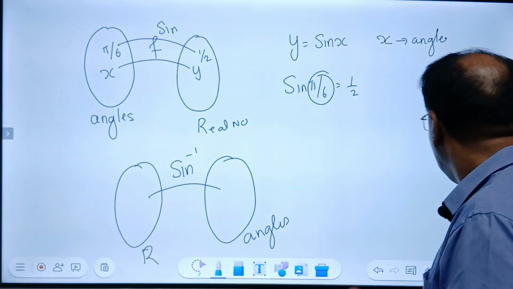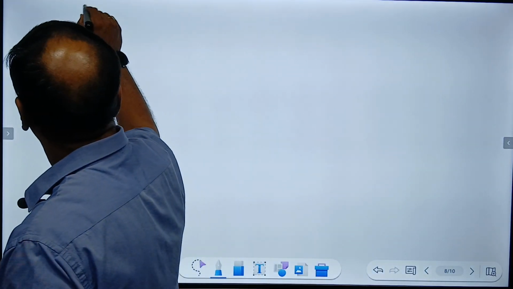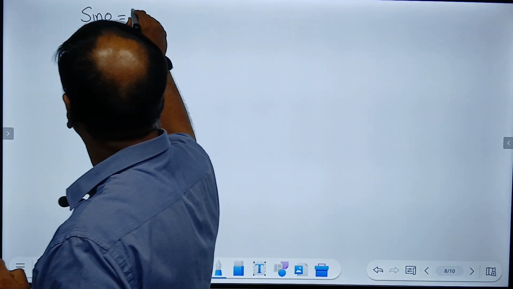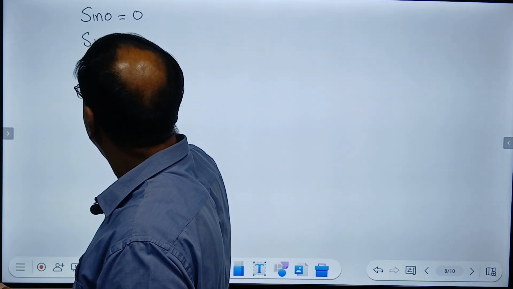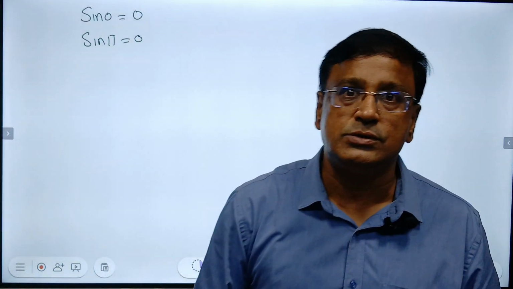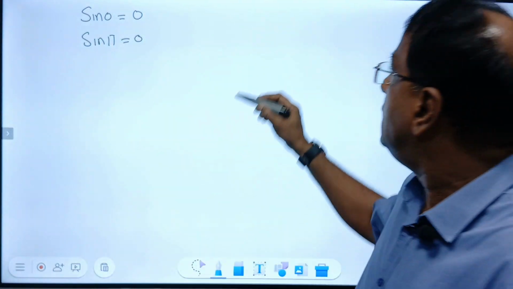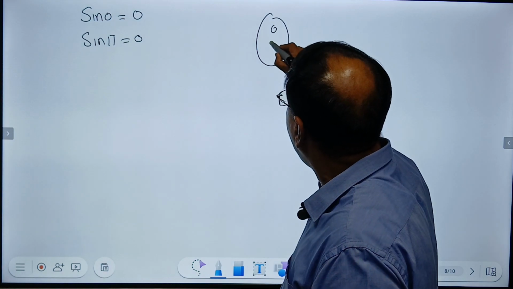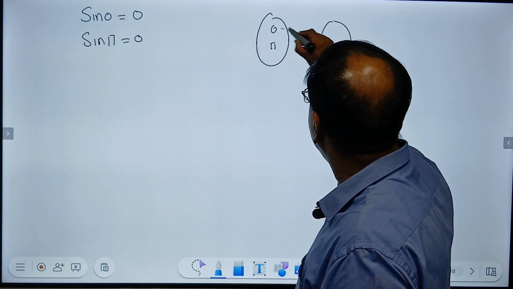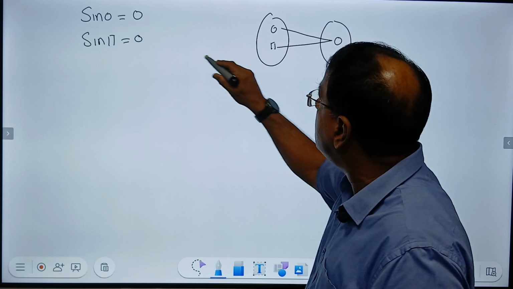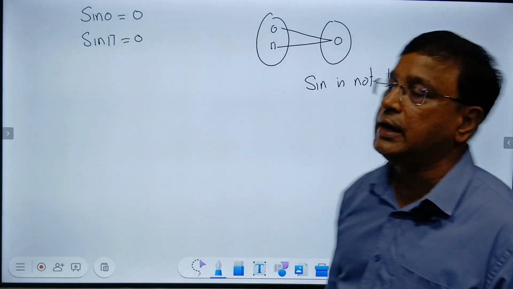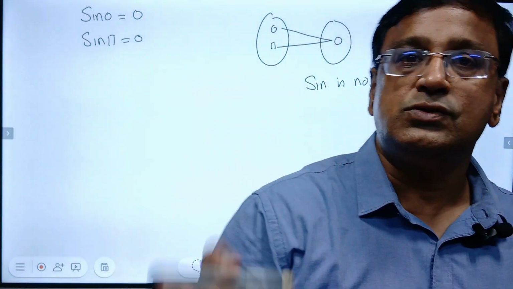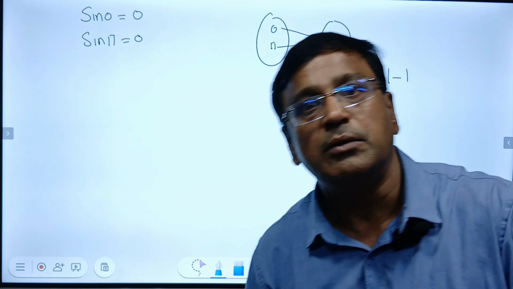Okay, that's one thing. Now there is a big question mark. What is the question? For example, if I take sine 0, sine 0 is 0. And sine 180 is also 0. Correct? That means 0 and pi go to the same value. So definitely sine is not 1 to 1. Sine is not 1 to 1 means sine is not bijective.